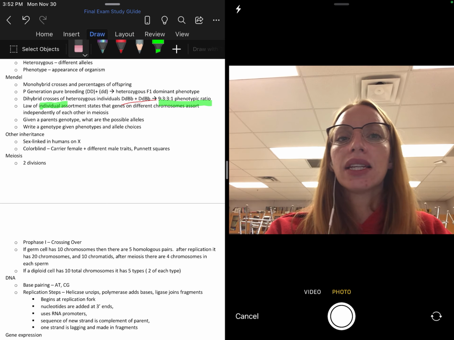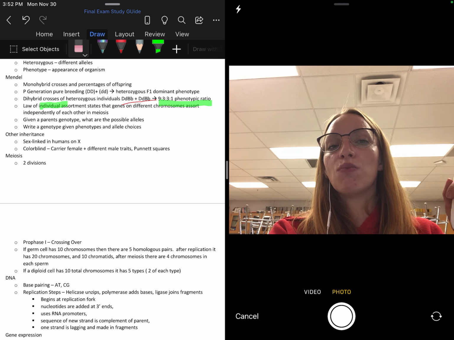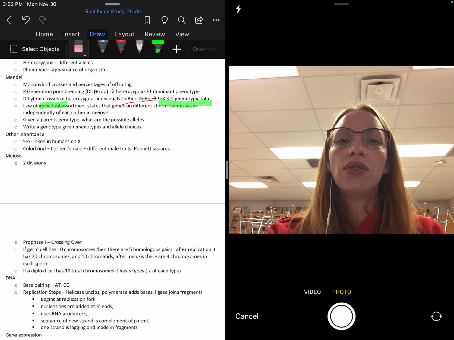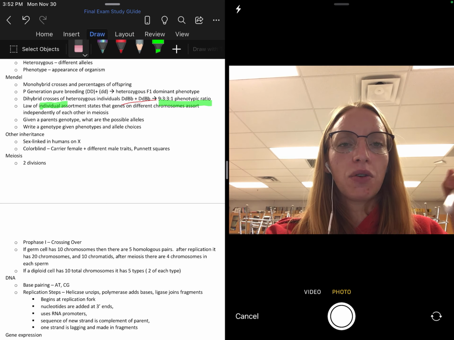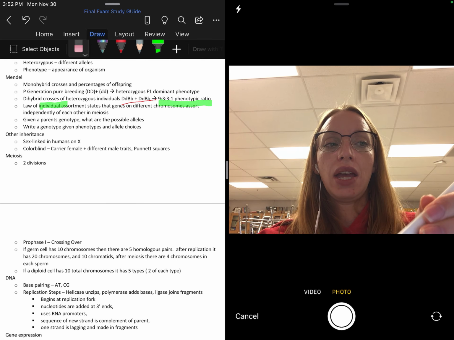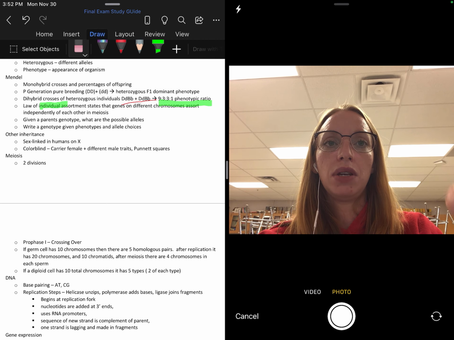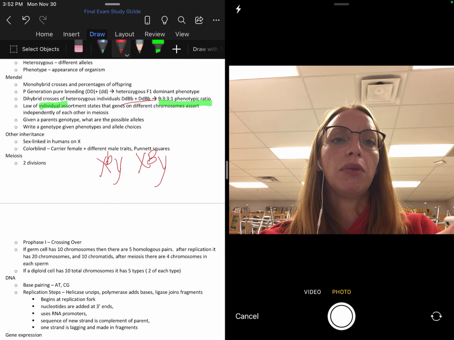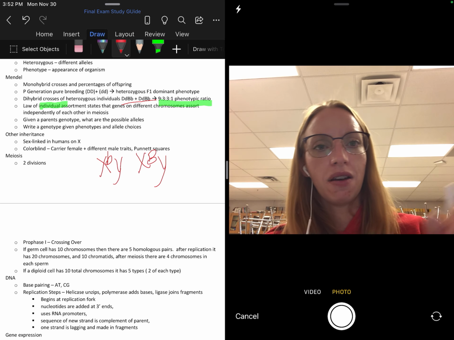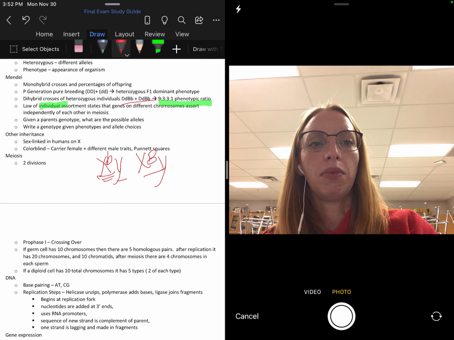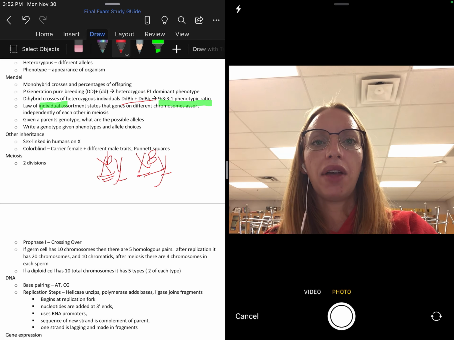Other inheritance facts, you need to know that the sex-linked traits in humans are mostly on the X chromosome because the X chromosome has like twice as many genes on it as the Y. And you need to know that color blindness, of course, is on the X chromosome. If you are a carrier female and you mate with a colorblind male, you look like this, or if you mate with a normal male, you look like this. You need to be able to do those Punnett squares and figure out what the probabilities of your children, whether it's a female or a male being colorblind, would be. So make sure you can do all that.